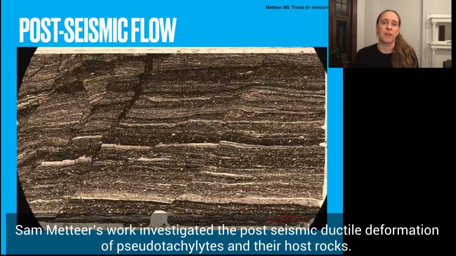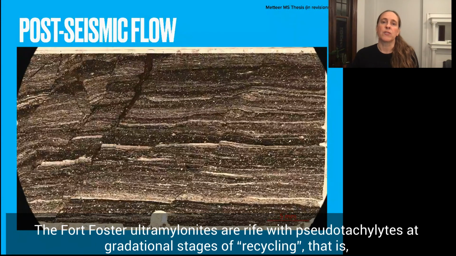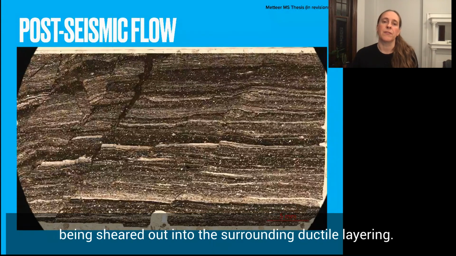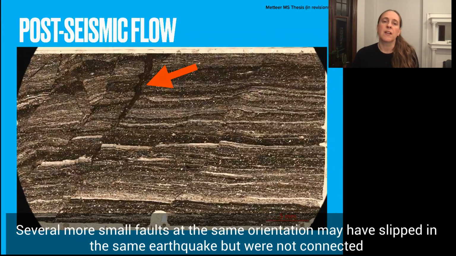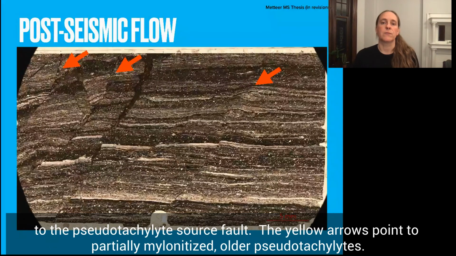Sam Mateer's work investigated the post-seismic ductile deformation of pseudotactylites in their host rocks. The Fort Foster ultramylonites are rife with pseudotactylites at gradual stages of recycling, that is, being sheared out into the surrounding ductile layering. Here, a fresh pseudotactylite injection vein intruded a small fault which cuts across older layers. Several more small faults at the same location may have slipped in the same earthquake, but they were not connected to the pseudotactylite source fault.